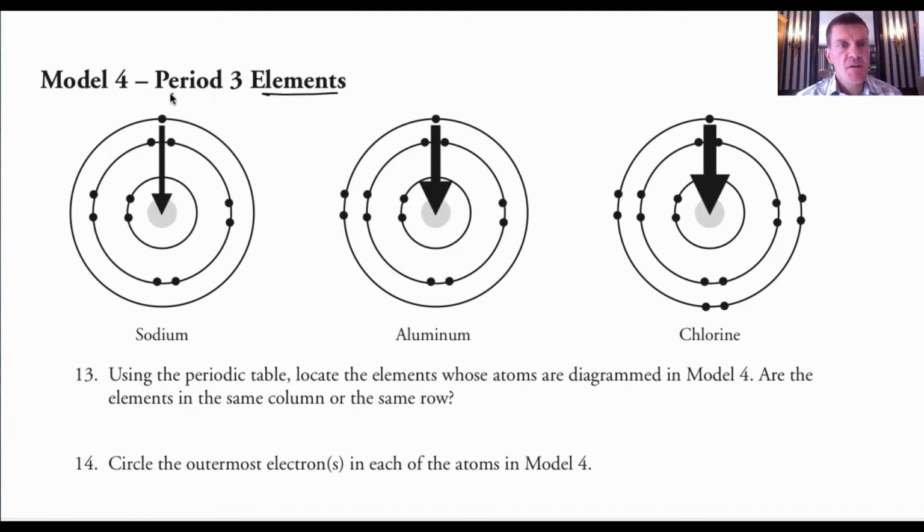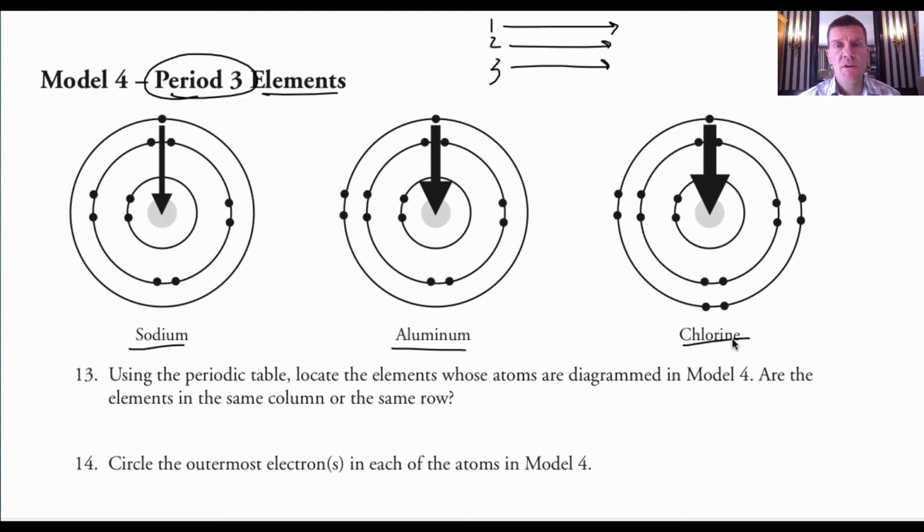These elements are in period 3. So if you look on the periodic table, that would be the third row. If you go down to the third row, you're going to see sodium, then going across, keep going across, aluminum, and chlorine. They're not right next to each other, but they're all in the third row. Okay?